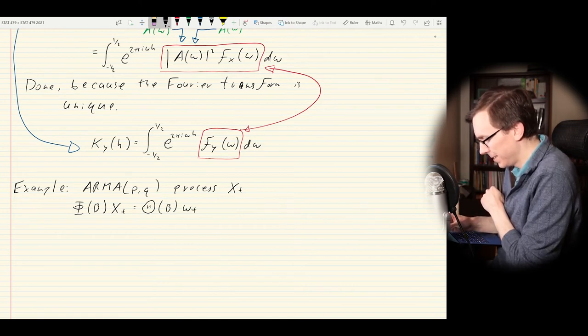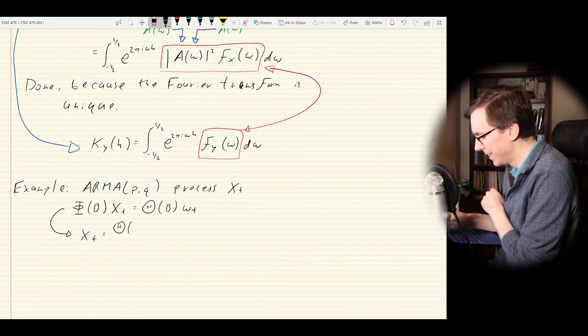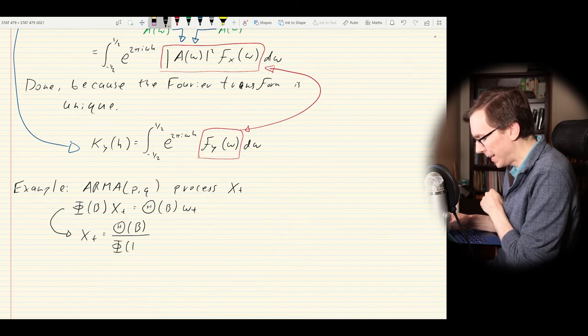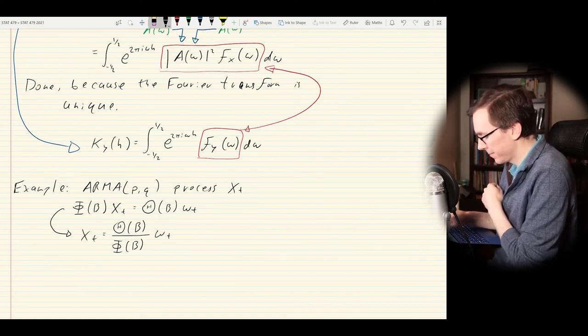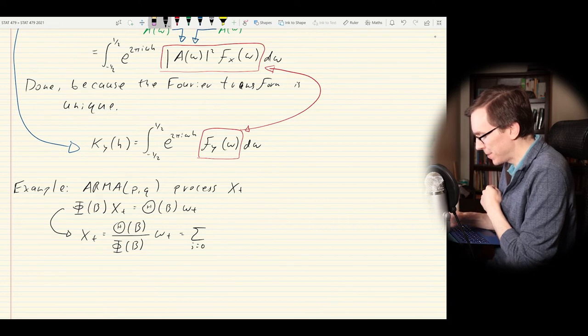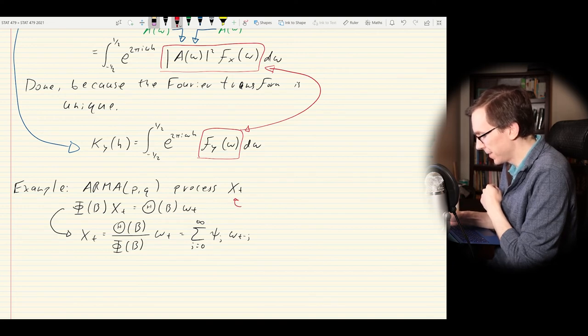And we're going to rewrite this as X_t equal to the ratio, the fraction here with theta(B) in the numerator, and phi(B) in the denominator. This is, of course, assuming that phi is invertible, or the process is invertible. And we're going to write this as our infinite causal sum, j from 0 to infinity, of psi_j W_{t-j}. So here we have, this is causal, and this is our causal linear process.